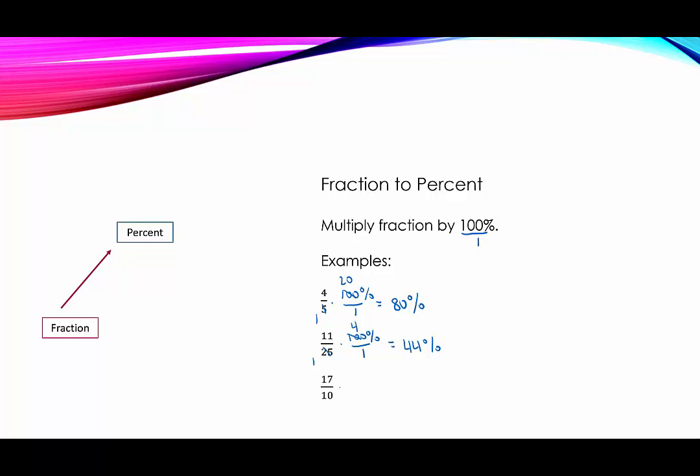17 over 10, I'm going to multiply by 100% over 1. I can simplify. 10 goes into itself once. It goes into 100% 10 times. Multiplying straight across, 17 times 10 is 170%. I yet again have denominators of ones, so I'll drop the denominator.